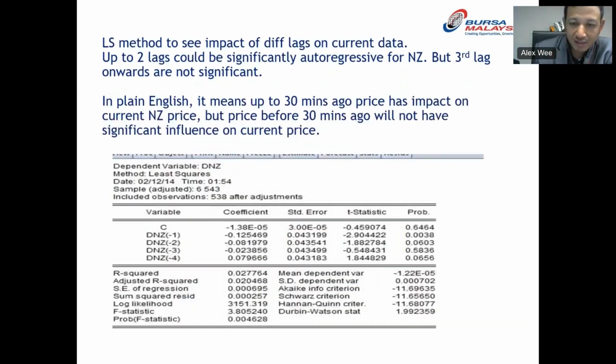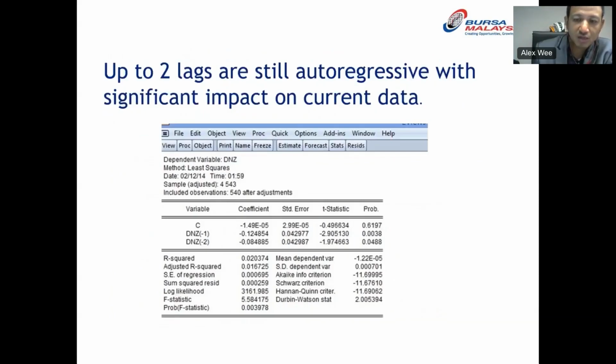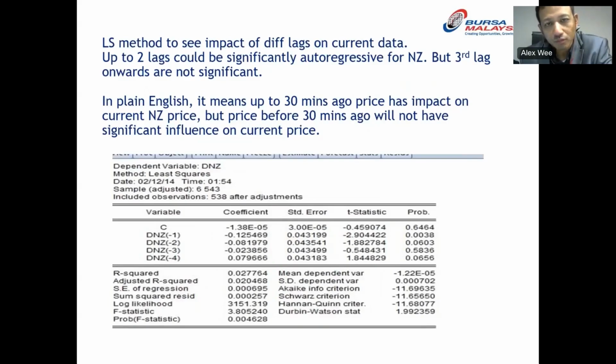If you know how to look at the AIC, Akaike information criterion, and Schwarz criterion, it is negative 11, it's not a bad model, right? So the least squares method shows the impact of the different lags, okay? But you can see from here that up to the first and second lag is still significant. And after that, the third and fourth lag is no longer significant to predict the current price, okay? Right, it means that if you're using 15-minute data, 15 minutes ago, that data is useful to predict now. Half an hour ago, data is still useful to predict now, but 45 minutes ago, data is no longer useful to predict now. If you're using a daily chart, it means that yesterday's price is still useful, the day before's price is useful, but 3 days ago, price is no longer useful to predict the current market trend.